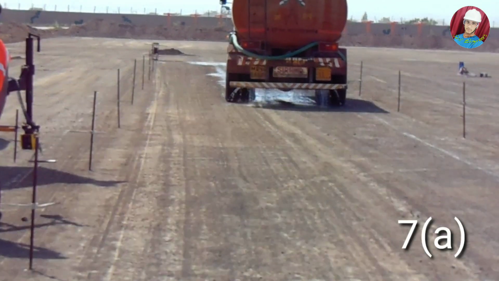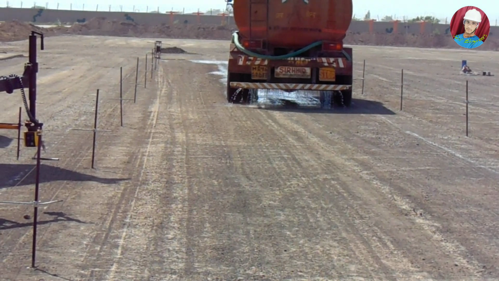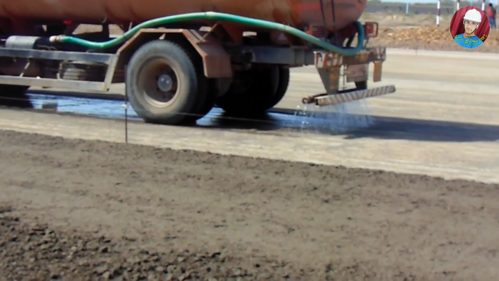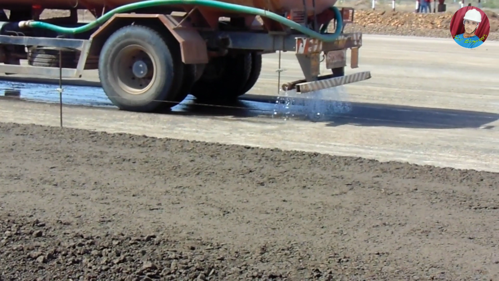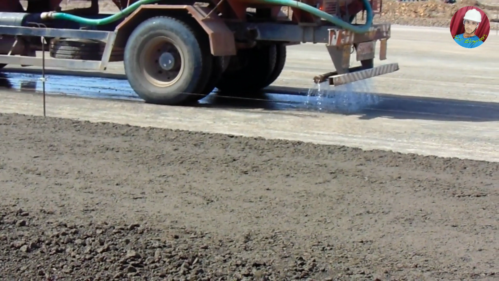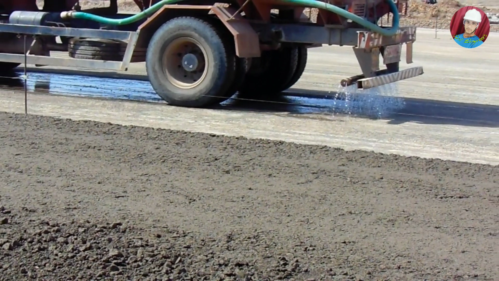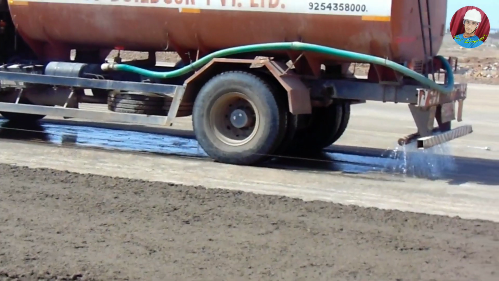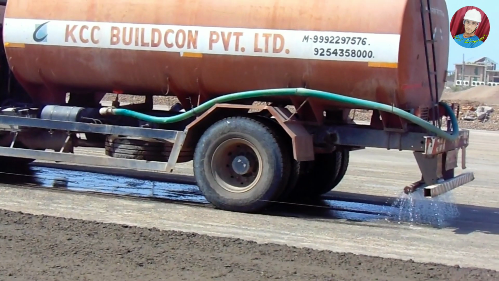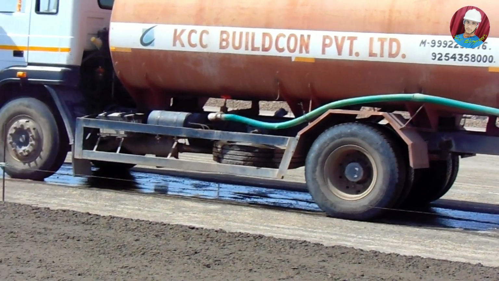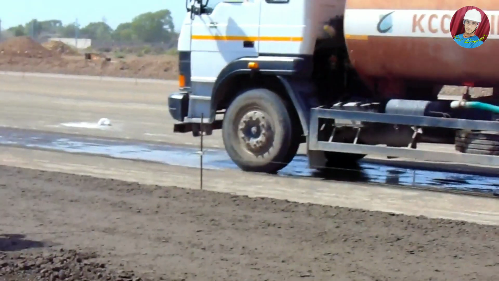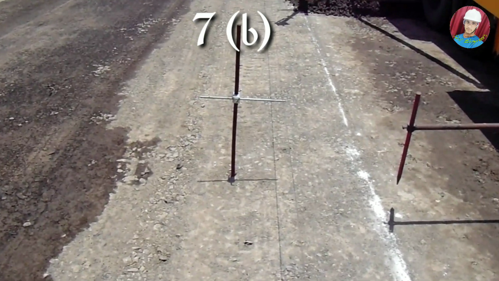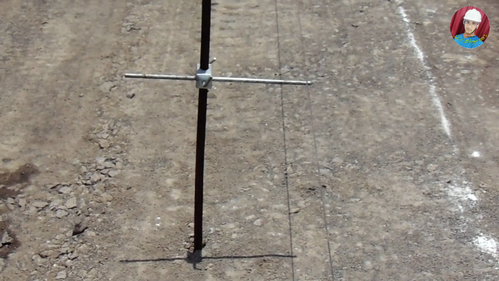Preparation of the surface already laid below WMM, whether it is GSB or subgrade, it must be well compacted. No loose material should be there. Before WMM laying, ensure sprinkling of water. It protects the moisture of WMM. Also avoid the skid of material. Important idea about what precautions have to be taken during the laying.